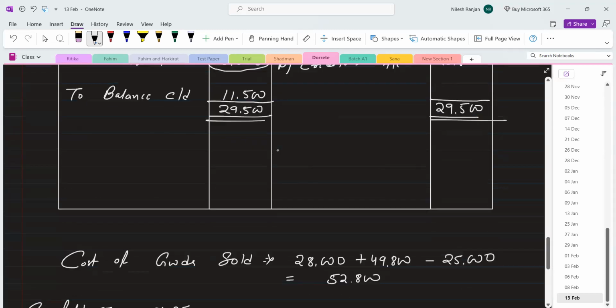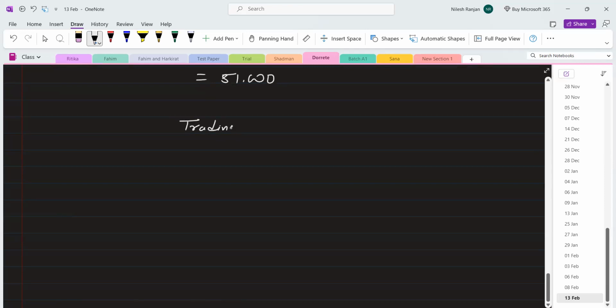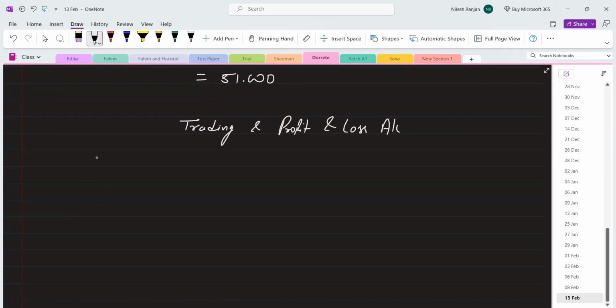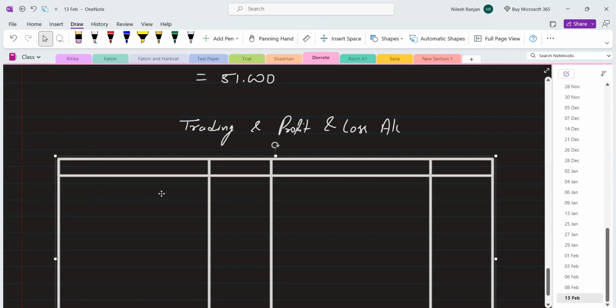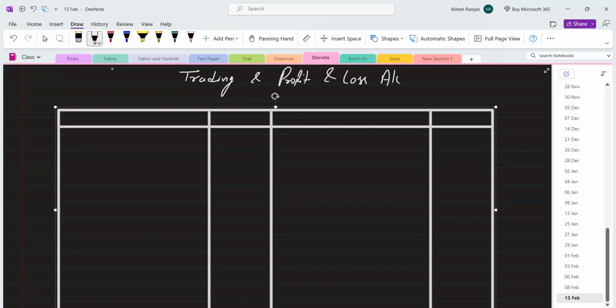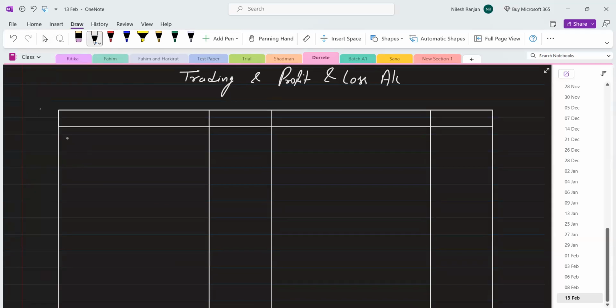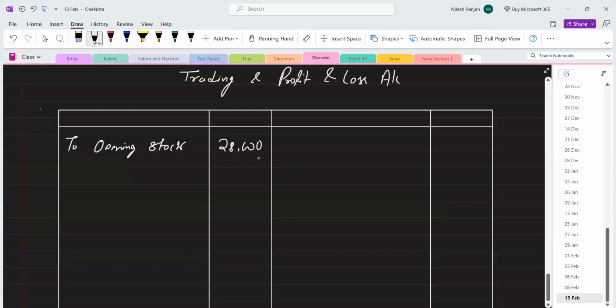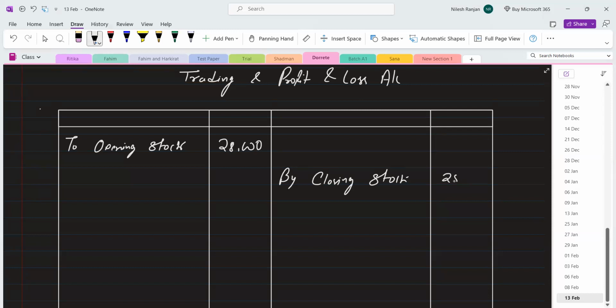Okay. Now, if we have to prepare trading and profit and loss account, we will prepare the format. First of all, there will be two opening stock. Opening stock is 28,000, and there is closing stock also. It is 25,000. So we will start preparing trading and profit and loss and balance sheet, and step by step we will start solving, and if any information is missing, then we will calculate that information.